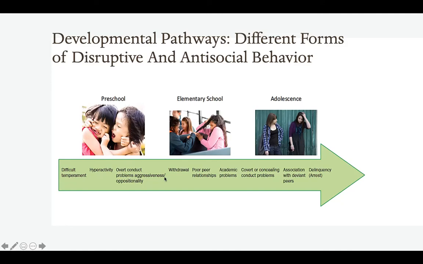As we get into elementary school, we actually now have a diversification. New forms of antisocial behavior tend to develop over time, such as withdrawal, poor peer relationships, academic problems, starting to convert or conceal conduct problems. And then problems become more frequent during adolescence. So it happens a lot more.